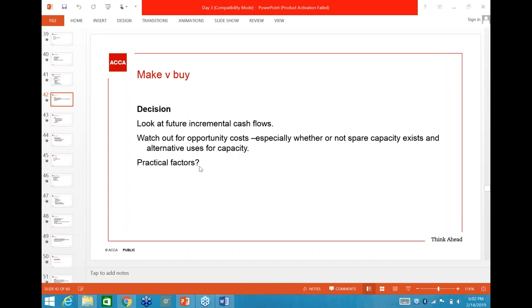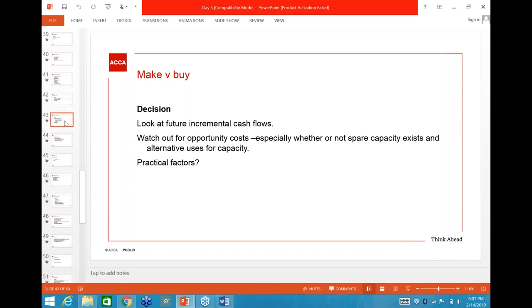Practical factors is also another thing that we must look at. Sometimes the calculation says we can go with the buy option over the make, but then again, sometimes it's a little impractical to go with the buy option based on non-financial aspects.